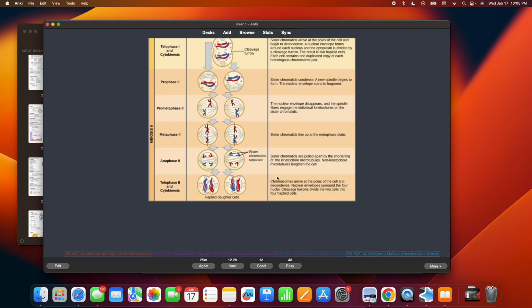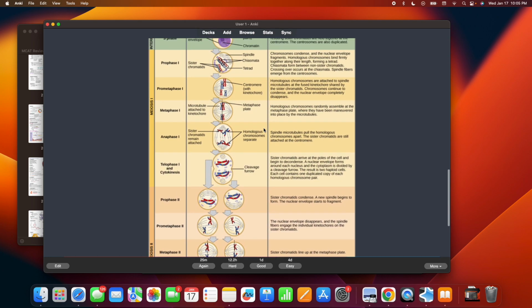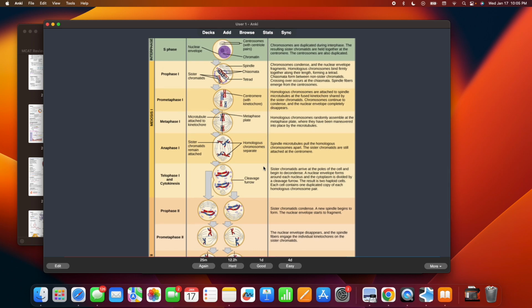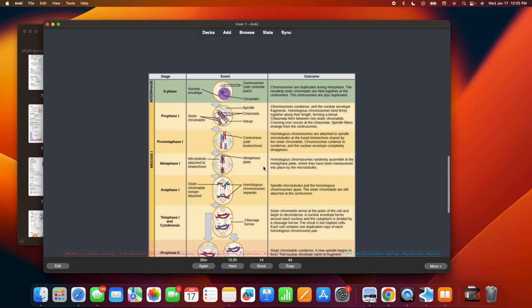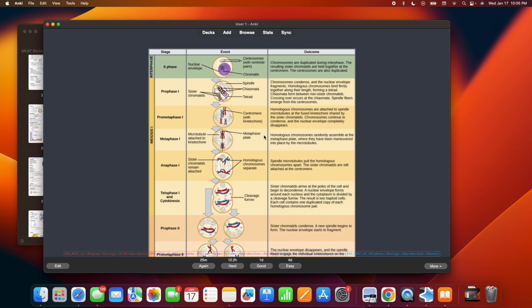And for telophase 2 and cytokinesis, the chromosomes arrive at the poles of the cell and decondense. Nuclear envelopes surround the 4 nuclei. Cleavage furrows divide the 2 cells into 4 haploid cells. So you form 4 haploid cells from 2 haploid cells at the end of meiosis 1 that all came from 1 diploid cell. Diploid meaning it has 2 complete sets of chromosomes.